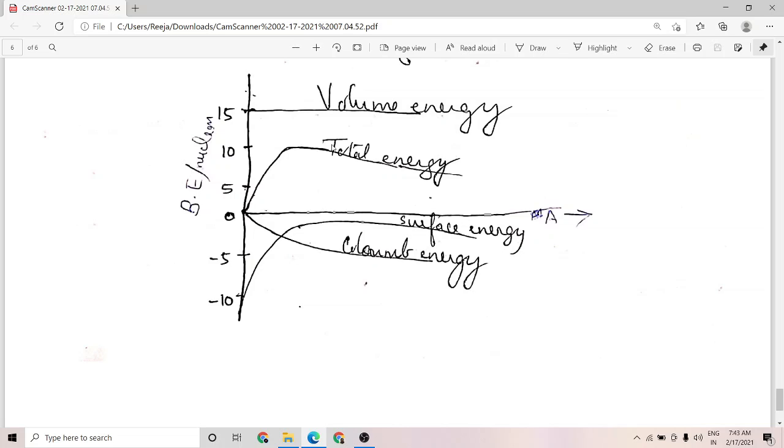So I hope the liquid drop model is clear to all of you. This is a very important essay as far as our exam is concerned. So kindly go through it very seriously. If you have any doubt, please do contact. Thank you.